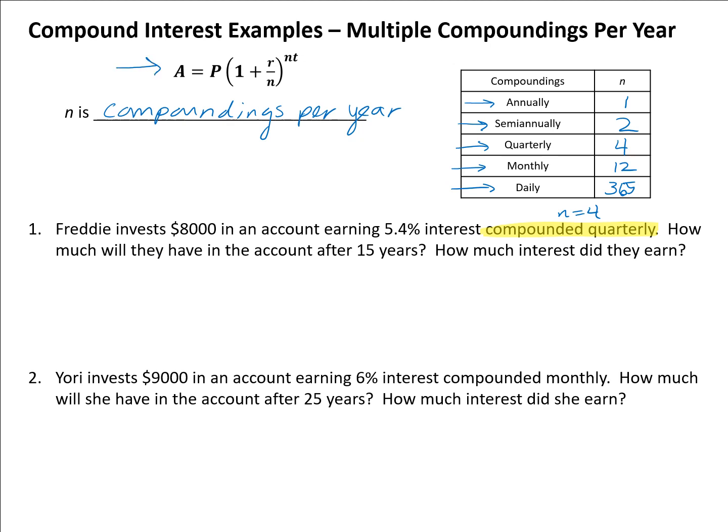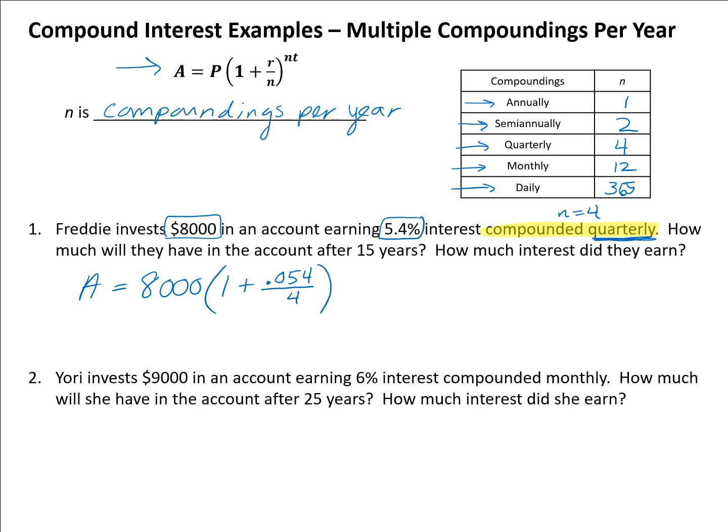We're going to just carefully look through everything here. P is the starting amount, and it says Freddie invested $8,000, so that would be my starting amount. Times, parentheses, 1 plus, then we have R. Now, R was given as the interest rate of 5.4%, but remember we're going to plug it in as a decimal, 0.054. You move the decimal point 2 places in comparison to the percent. Now we're going to divide that by N. Now N, as we said, because this is quarterly compounding, is 4.